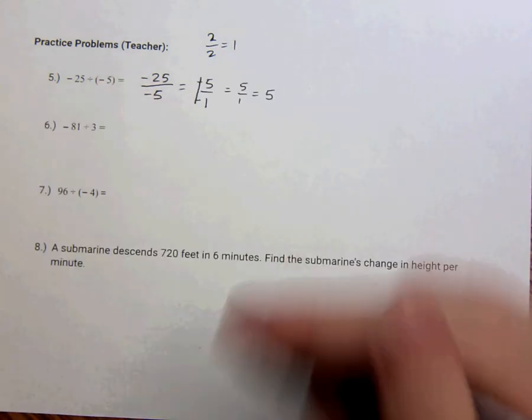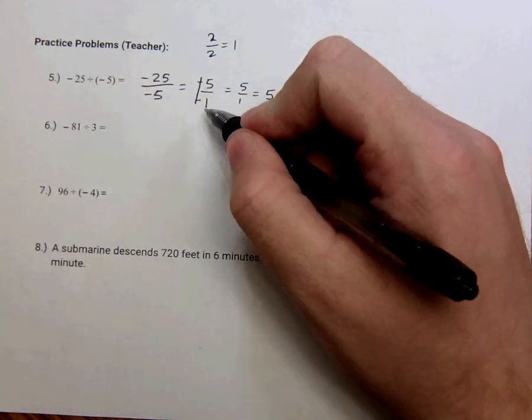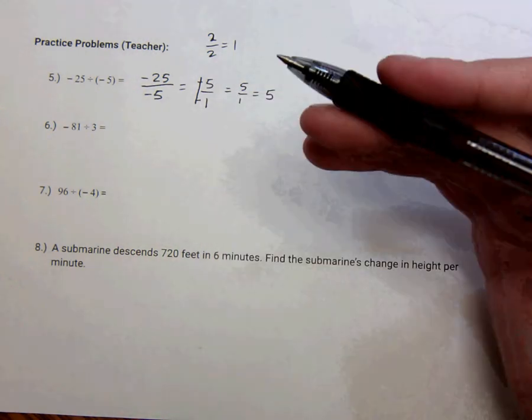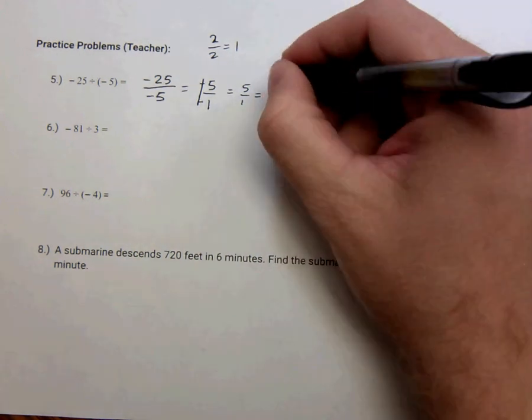Think of it like this. It's like a negative divided by a negative. Just like if I was multiplying, a negative times a negative is positive, a negative divided by a negative is also positive. So the answer is 5.